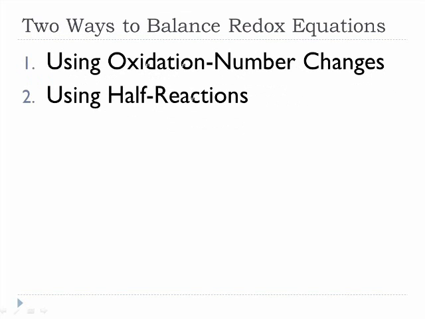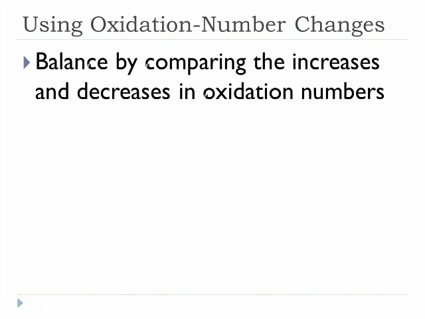There are two ways to balance redox equations. The thing is, some redox equations are brutal to balance. If you can balance the redox equations the normal way, then absolutely by all means do it because it's much easier. But some redox reactions are so difficult that we have to come up with two other ways to balance them. One would be using oxidation number changes, and another would be using half reactions. So we'll talk about how to use both of them, and you can really decide which one you would want to use. Using oxidation number changes.